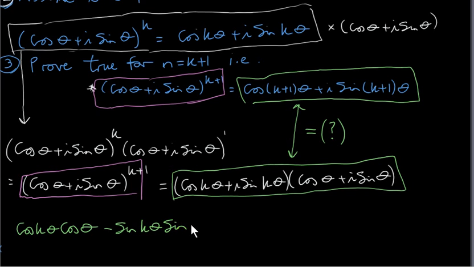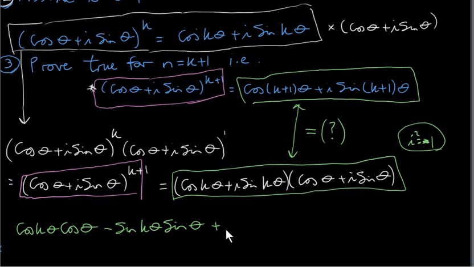So I've just written out products that do not involve i. If you multiply cos k theta by cos theta, we get this. And if we multiply i sin k theta by i sin theta, we get i squared sin k theta sin theta. But of course i squared is minus 1. So what we get is minus sin k theta sin theta. Those are the terms that do not involve i.